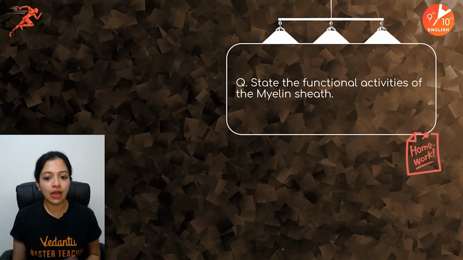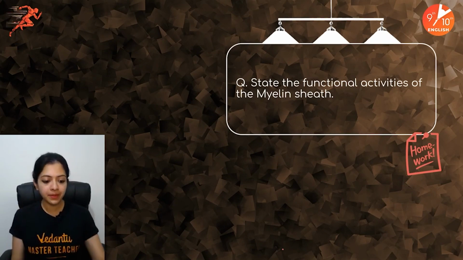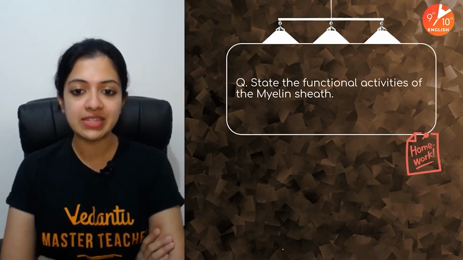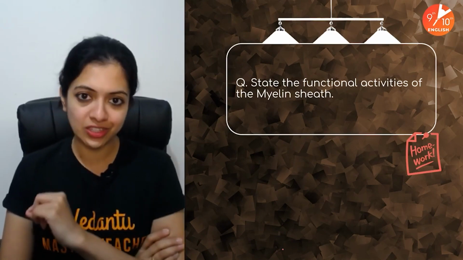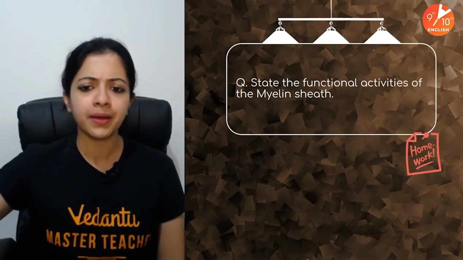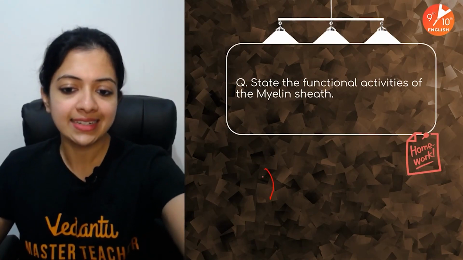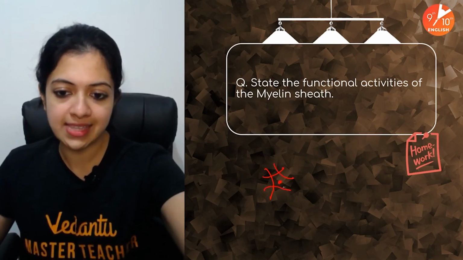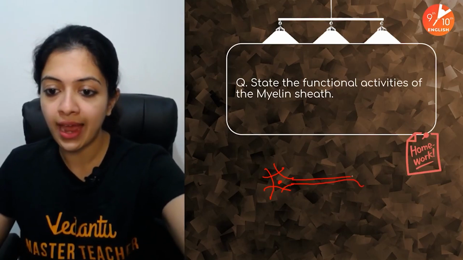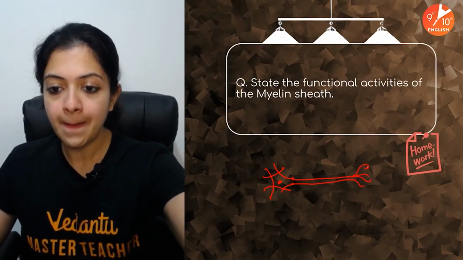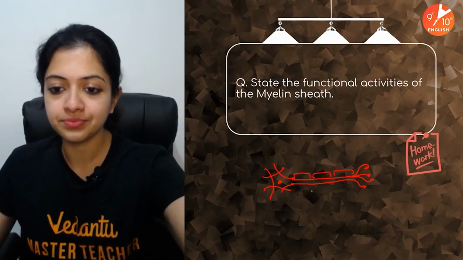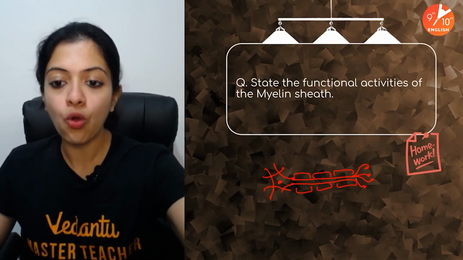All right. Now, homework. Remember, in the previous session, I had given you a homework question. State the functional activities of myelin sheath. Now, if you remember, myelin sheath is this covering, right? If this is the axon, this is the cyton, and this is the axon and the nerve endings, the nerve terminals, this would be the myelin sheath. So what are the functions of it?